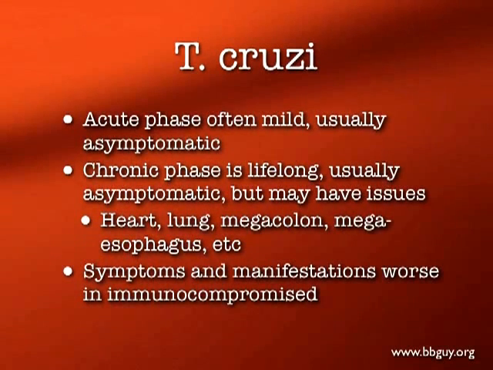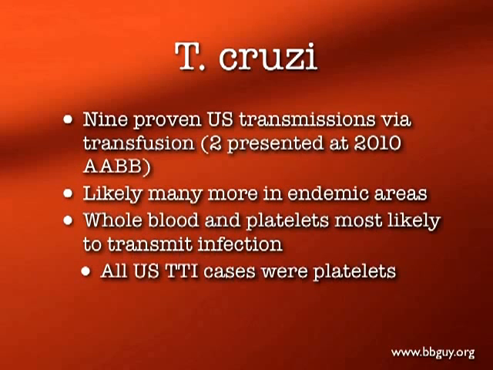So the acute phase of Chagas is often mild. It's usually asymptomatic, in fact, but the chronic phase is lifelong. And despite the fact that it is usually asymptomatic, individuals may definitely have issues from this. Problems with the heart and the lung, and toxic or infectious megacolon, actually, and megaesophagus. Those things absolutely happen. Damage to those organs as a result of the parasite. And like CMV, the symptoms and manifestations are considerably worse in those who are immunocompromised.